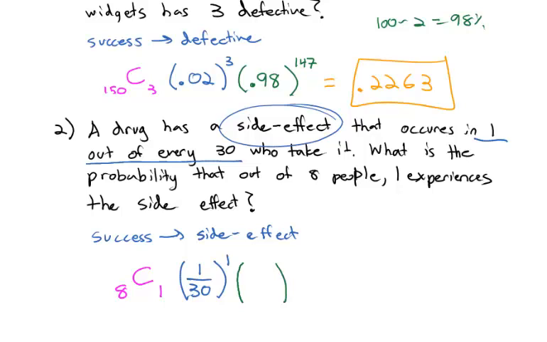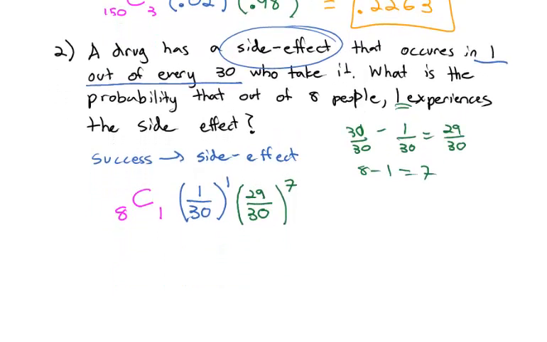The probability of failure would be the complement of this, where we can take 1 minus 1 out of 30. You might make a common denominator, 30 out of 30. You can see there's 29 out of 30 is the probability. You probably could have done that in your head. 29 out of 30 is the probability of failure. And we want that to happen to all but the 1. So 8 minus 1, 7 people. So we've got 8 choose 1 times 1 over 30 to the first power times 29 over 30 to the 7th power.